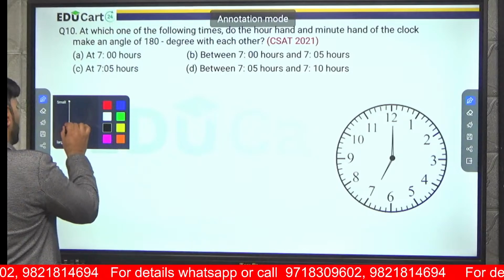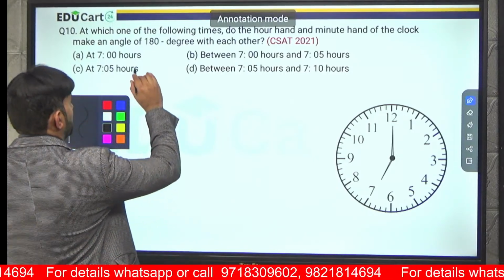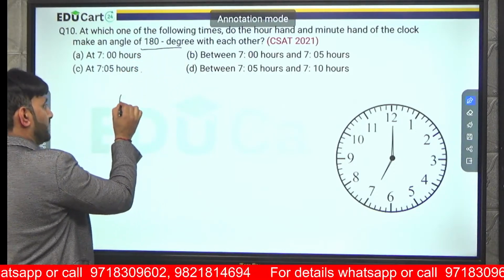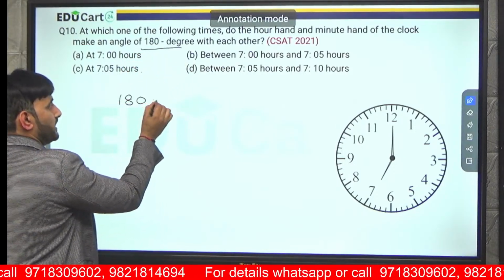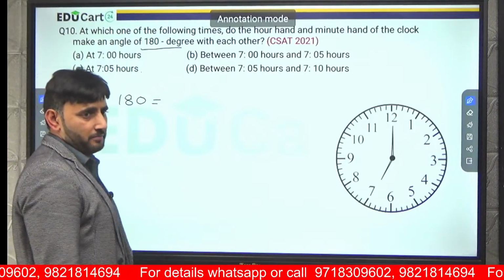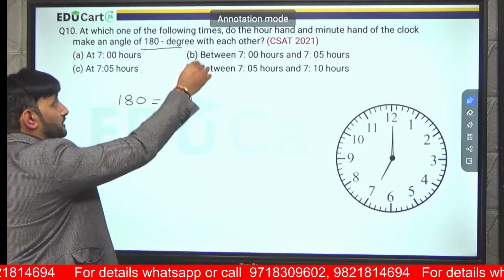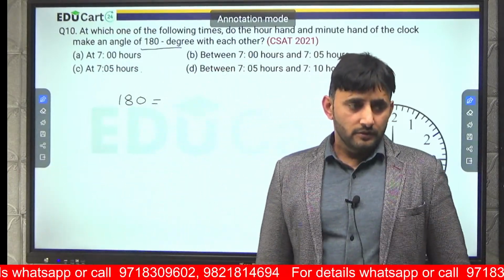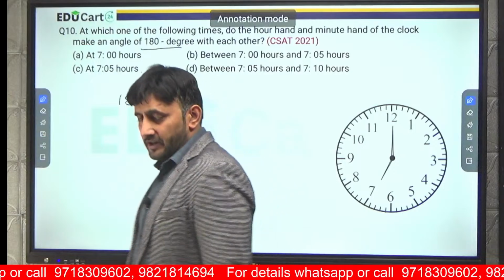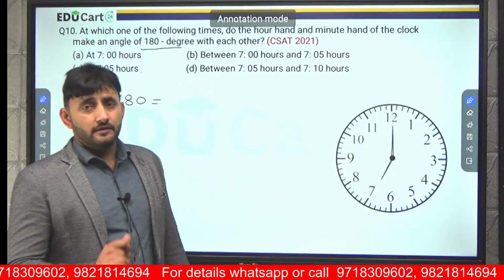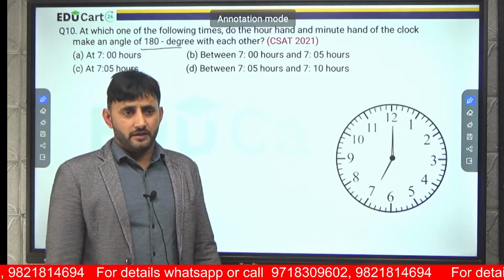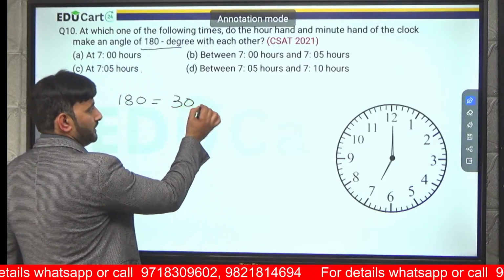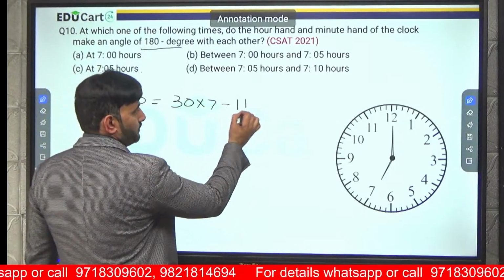If we use the formula first, in this case, we want the angle 180 degree, theta is 180 degree. So which will be ahead? Minute hand will be ahead or hour hand will be ahead? Because you see the options, all the options are between 7 and 8 o'clock. So if the time is between 7 and 8 o'clock, it means the hour hand will be ahead of the minute hand. Hoga na? So put hour hand first. So that will be 30 into 7 minus 11 by 2 into m.